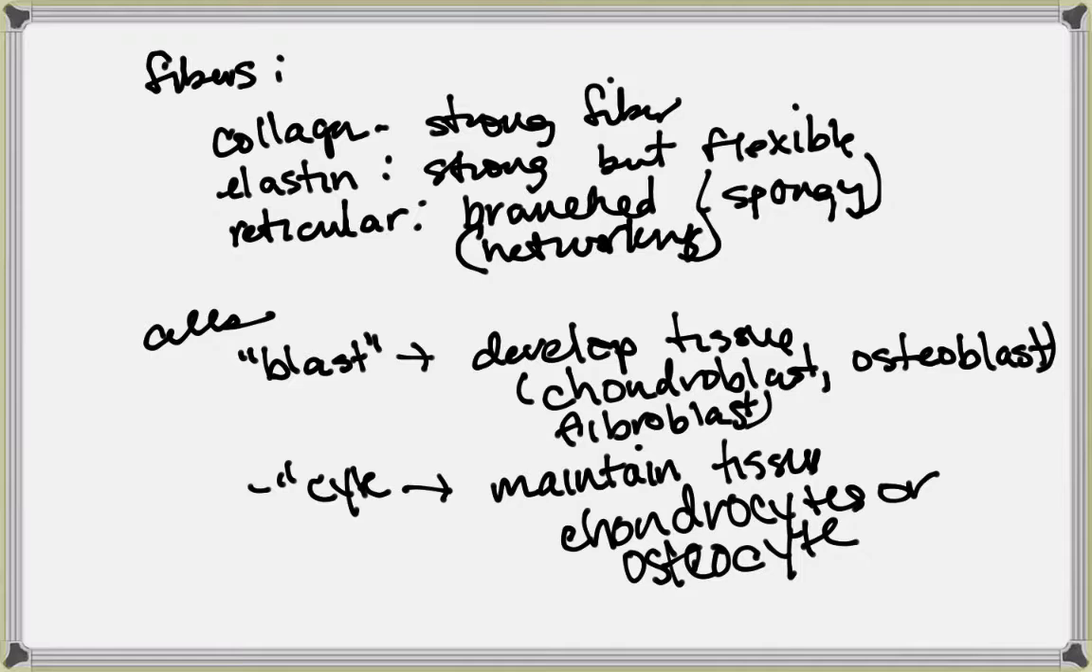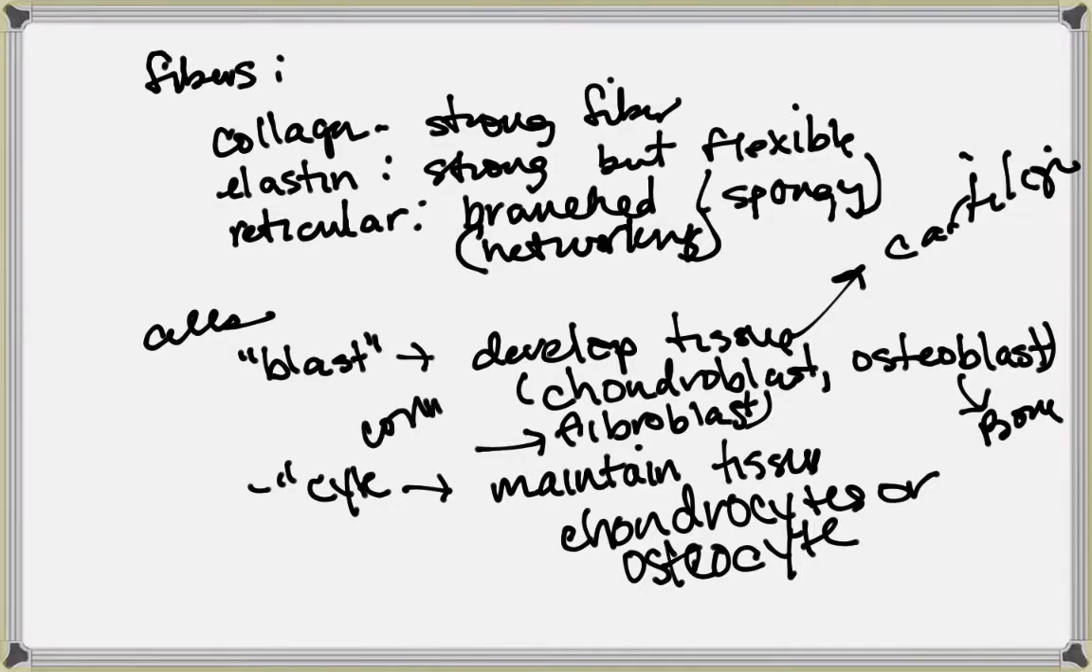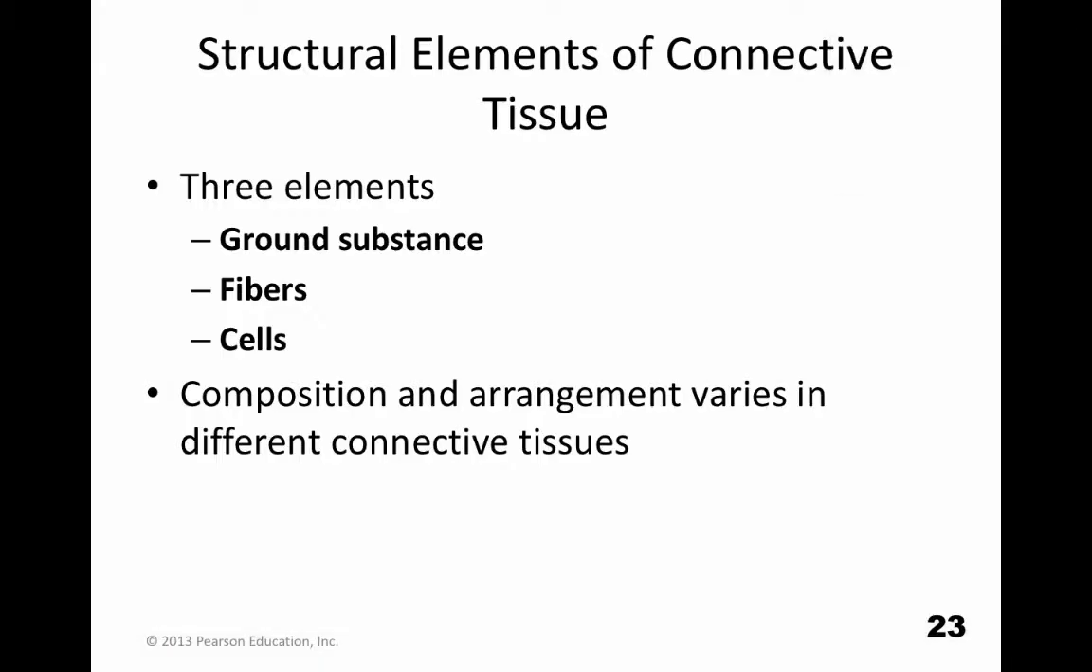And in these cells, you can essentially see them in different places. So chondroblast, think of cartilage when we get there. Osteoblast, you're going to find in bone. And fibroblast, you're going to find in connective tissue proper. And so composition and arrangement varies in different connective tissue, and that's what we're going to look at.